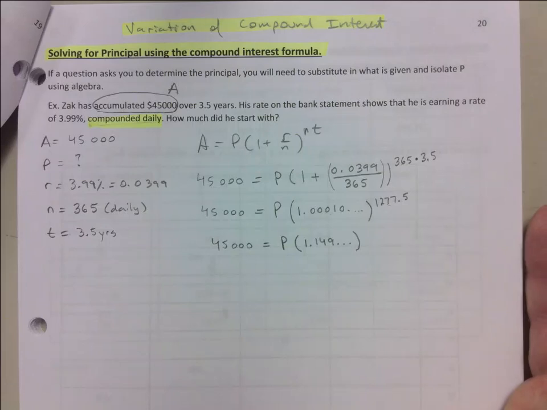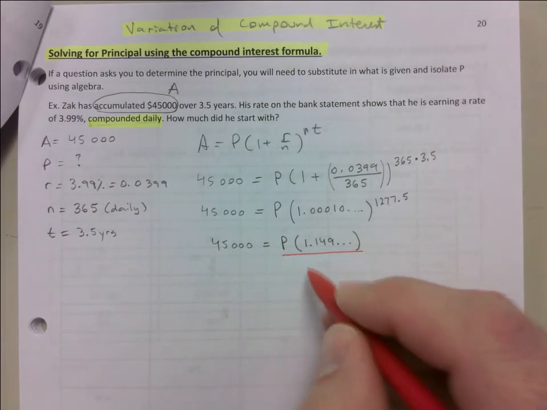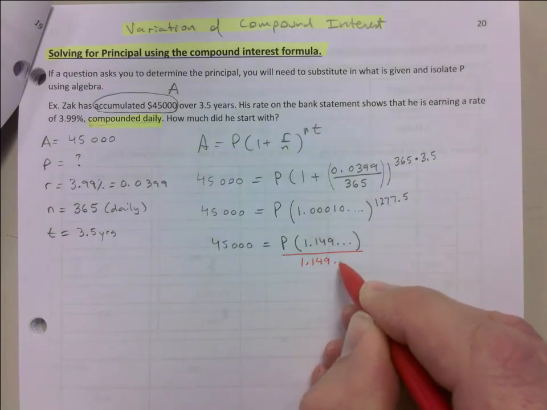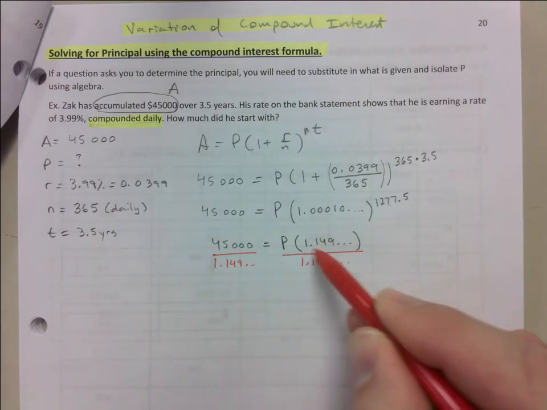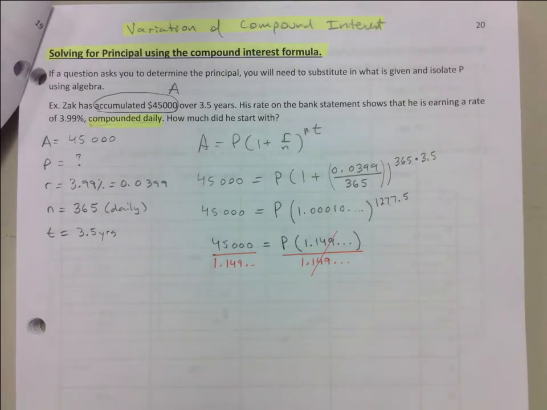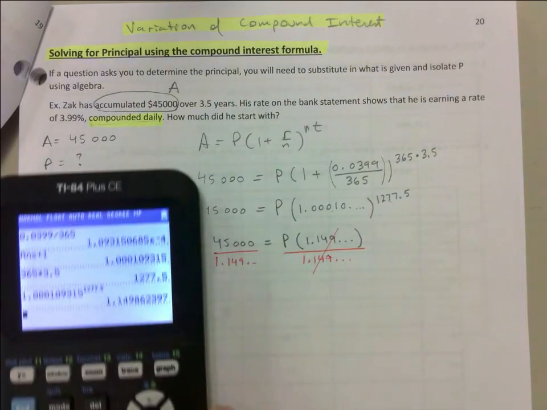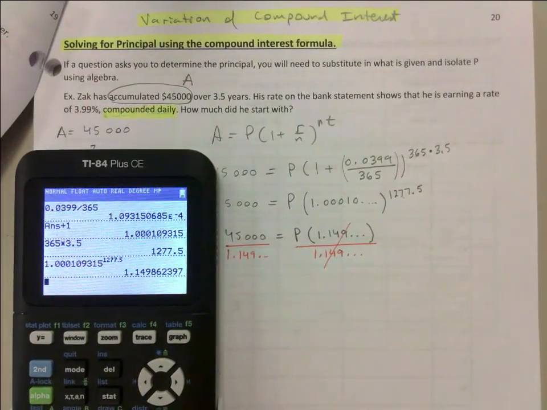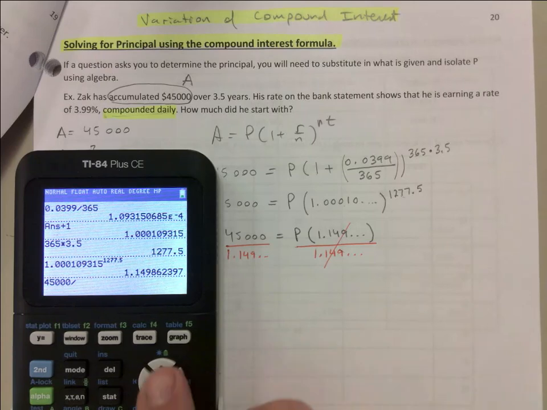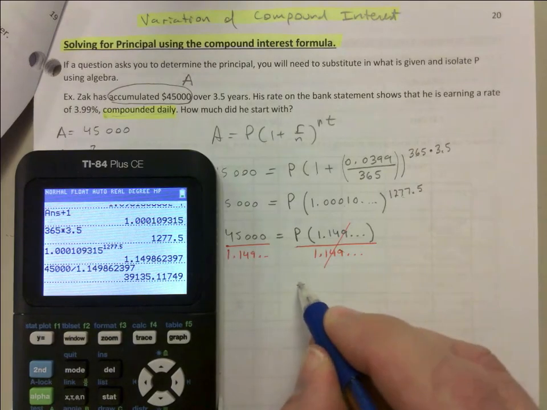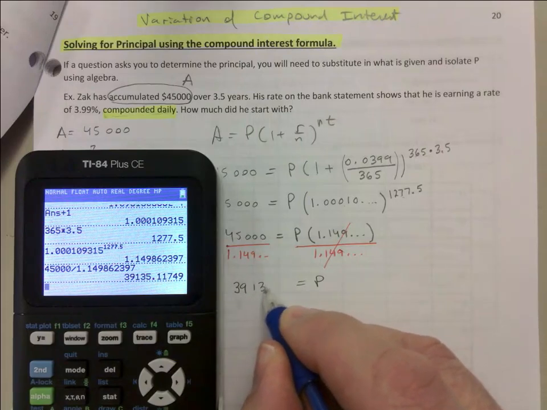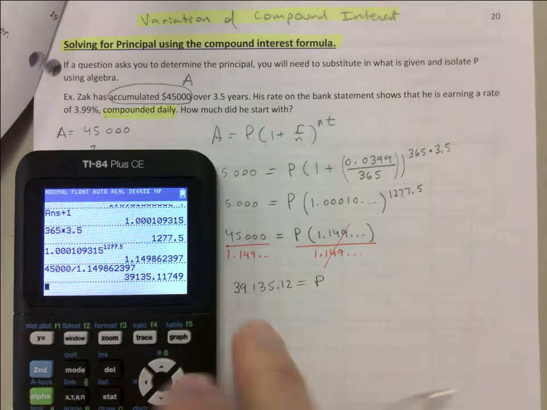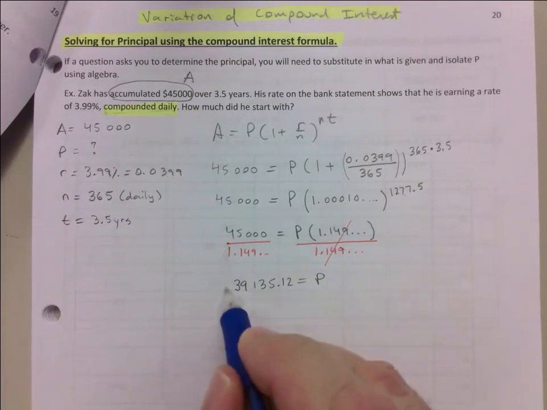This isn't very common, but I still want to prepare you for it. We divide both sides by whatever is inside here. So cancel that out. And I'm going to go 45,000 divided by the number I have on my screen, and there you go. So you invested 39,135.12. That is your answer there.